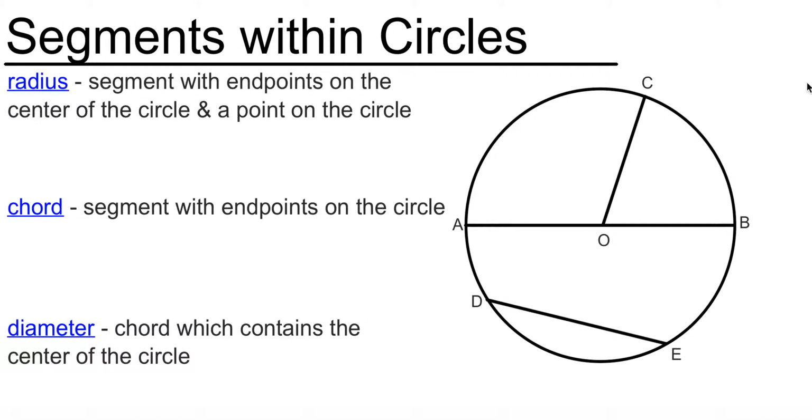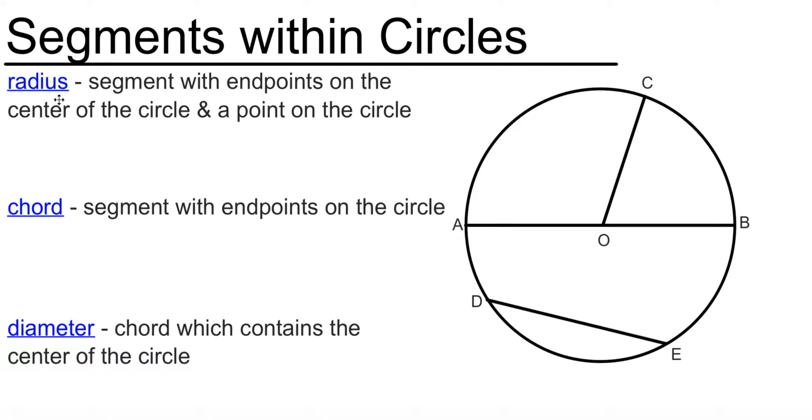In this ACT video, we're going to look at segments within circles. And here we have a circle, and I went ahead and listed the definitions for you and our three types of segments. You've heard these words before. Radius, definitely heard that one. Chord, you may or may not be familiar with. And down here is diameter.